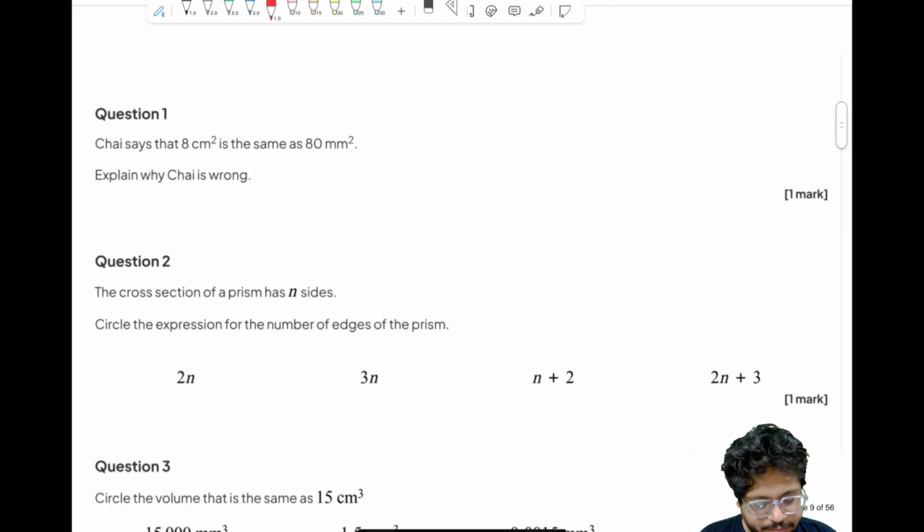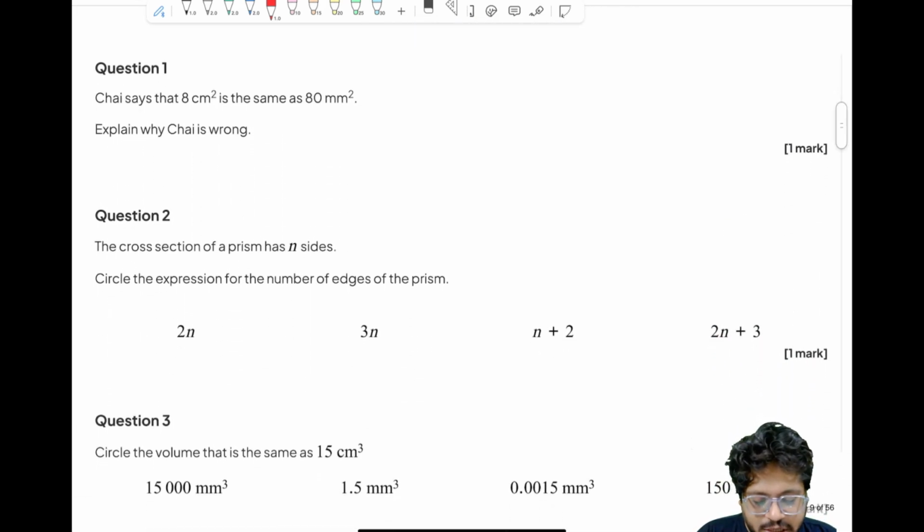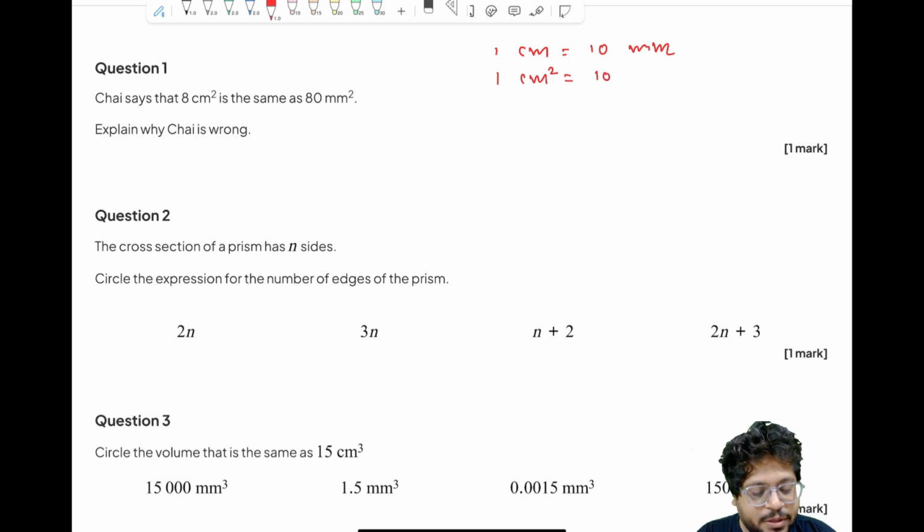This is the third worksheet. Chai says that 8 centimeter square is the same as 80 mm square. Explain why Chai is wrong. So first of all, let's get the conversion of centimeter square to mm square. You already know that 1 centimeter is equal to 10 mm. So if you square both sides, 1 squared is 1 only. So 1 centimeter square is 10 squared, which is 100, so 100 mm square. So if 1 centimeter square is 100 mm square, obviously 8 centimeter square will be 800.